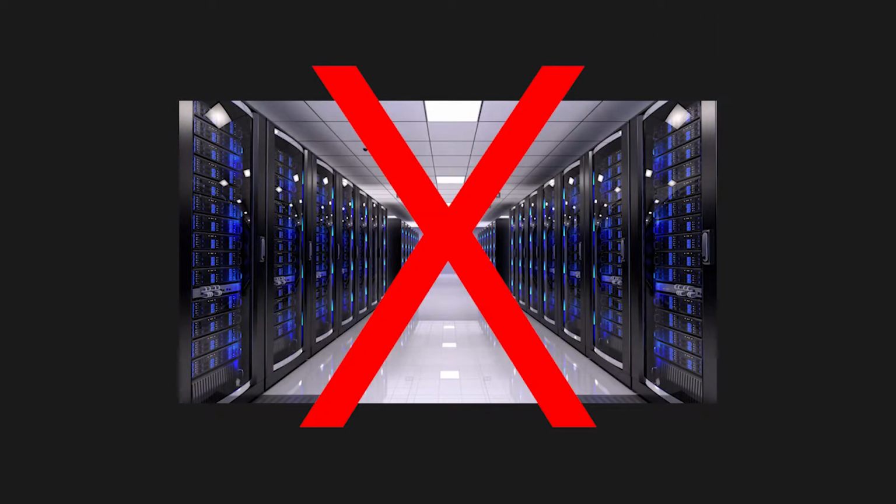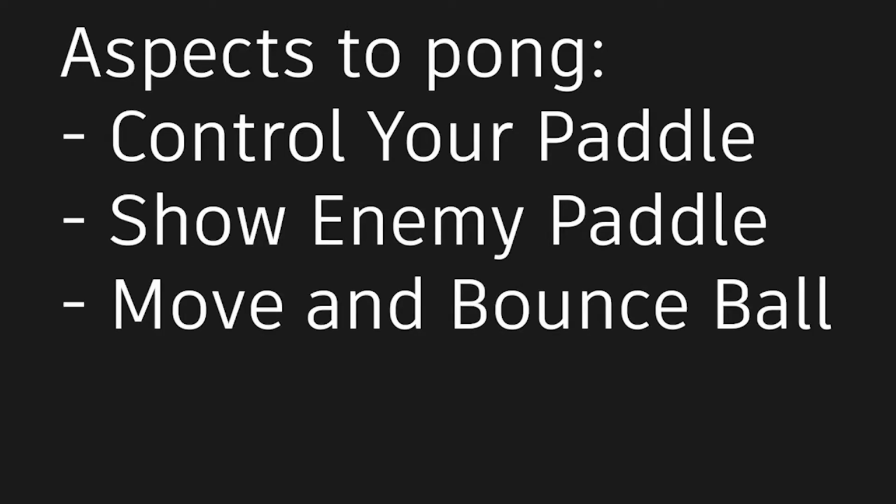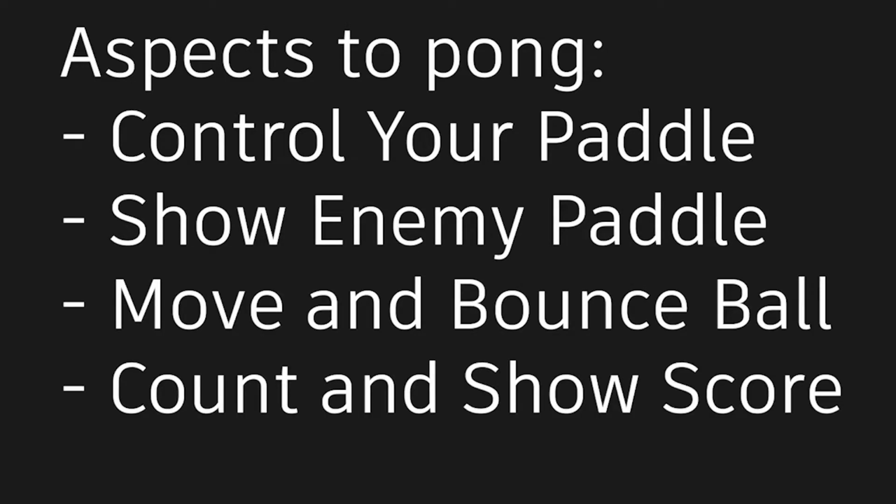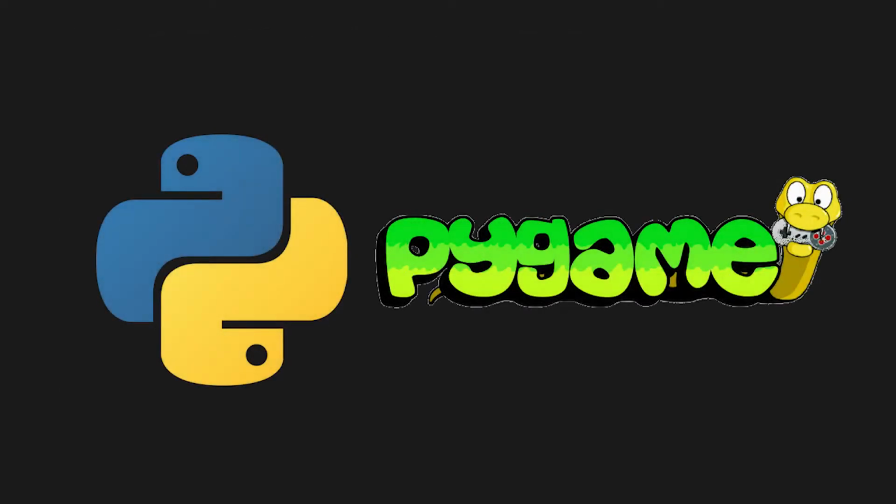Before creating any networking, we need to create Pong. How I see it, there are 5 basic aspects to Pong: controlling your paddle, showing the enemy paddle, moving the ball, bouncing the ball, and counting and displaying the score. For this project, I used Python and Pygame to create all the basic aspects of the game.